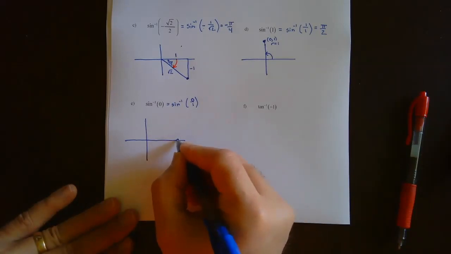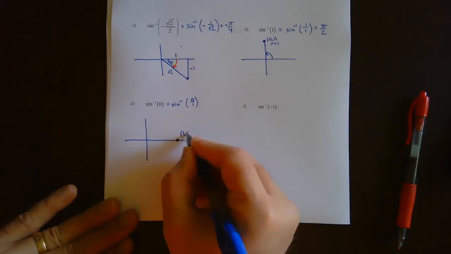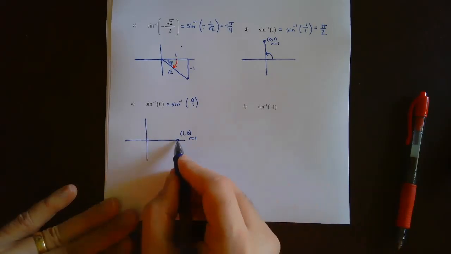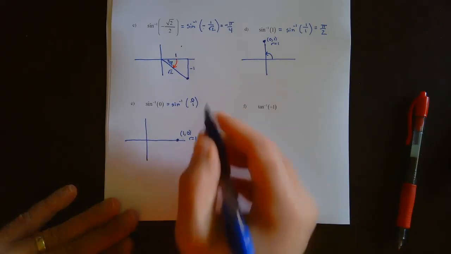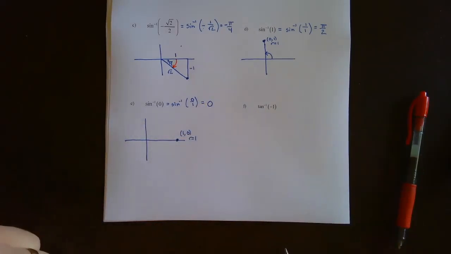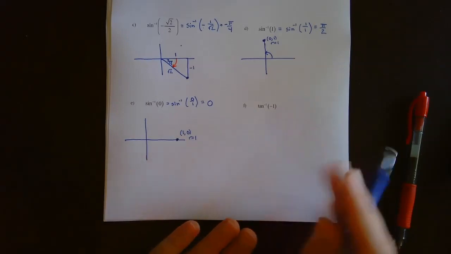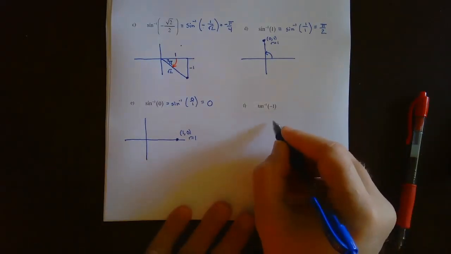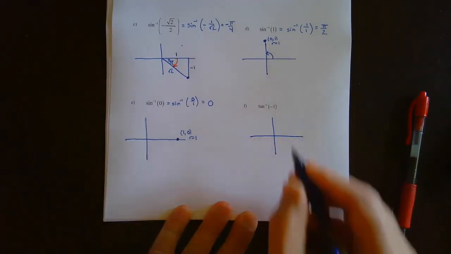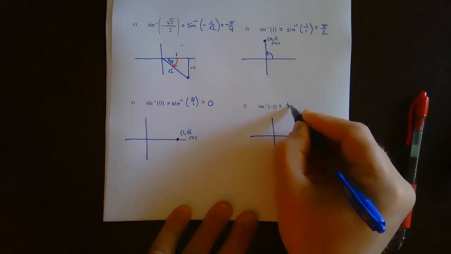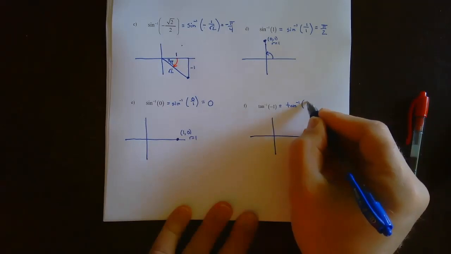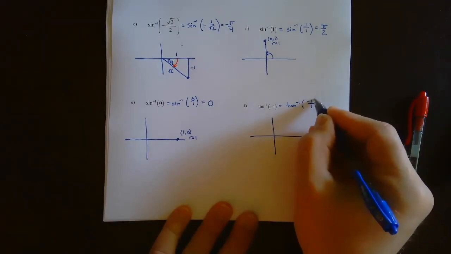Okay, and what's your x there? Well, your x would be 1, your y would be 0, and your r would be 1. Okay, so what's this angle? Well, we didn't rotate at all, right? So this angle is 0. So sine inverse of 0 is 0. Okay, this last one, tan inverse of negative 1. I should say this would be tan inverse of, and we need a ratio, right? This would be the ratio of negative 1 over 1.